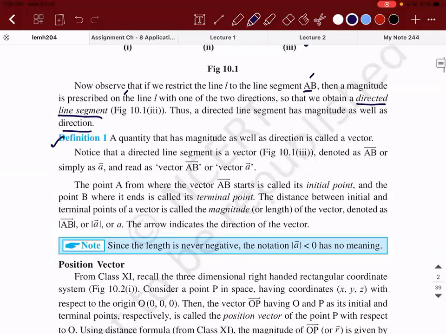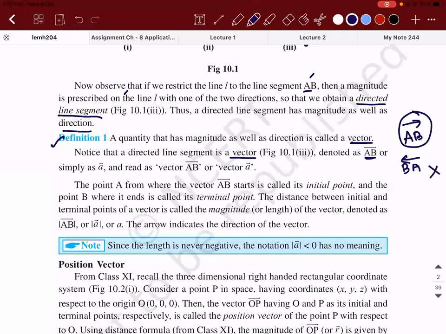So the first definition that we are going to see is, a quantity that has magnitude as well as direction associated with it is called a vector. Then how do you write the vector? The directed line segment is a vector which is denoted by AB, that is the name of the line segment, and you put a bar on top of it. When you put the bar, you should ensure that the arrow is going from the starting point to the ending point. You should always ensure that the arrowhead is towards the right. So this is how you write AB as a vector.